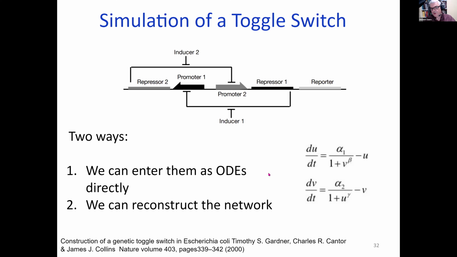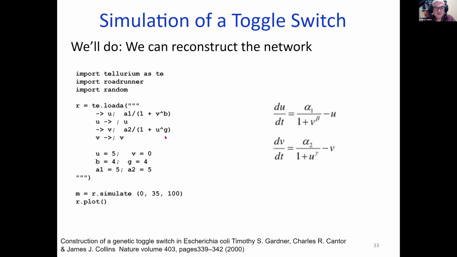Now to model this with Tellurium, you could either literally just enter those differential equations using the prime notation. So I could go U prime equals and V prime equals, or you could try to reverse engineer the network, right? And reconstruct the actual network that this represents. And that's what I've gone and done here, okay?